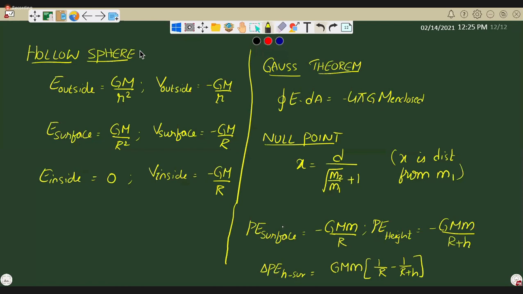Clear? If you have any doubt, use these basic fundamental formulas, get this value, and then take your delta PE, okay? Potential energy is always minus, okay? Is it clear?